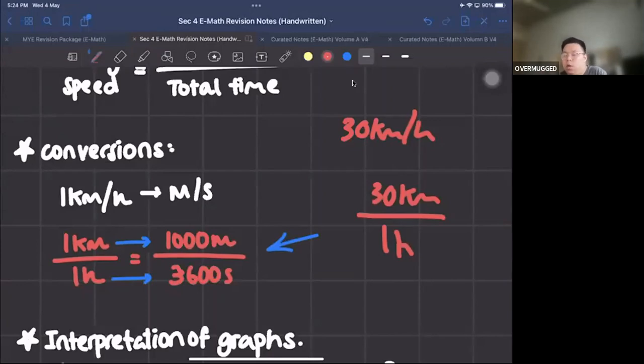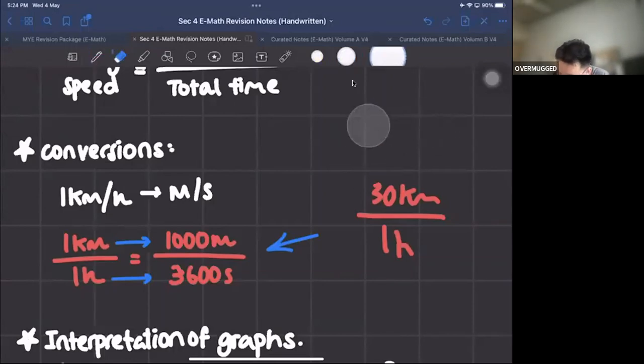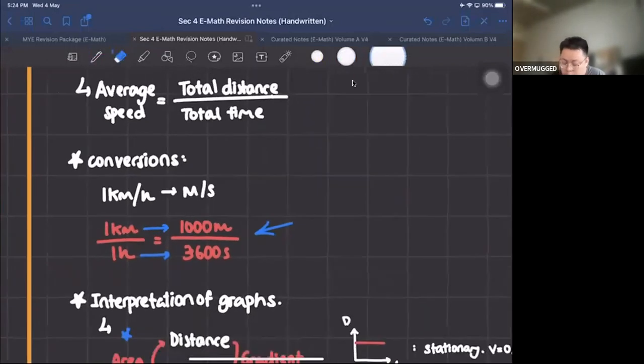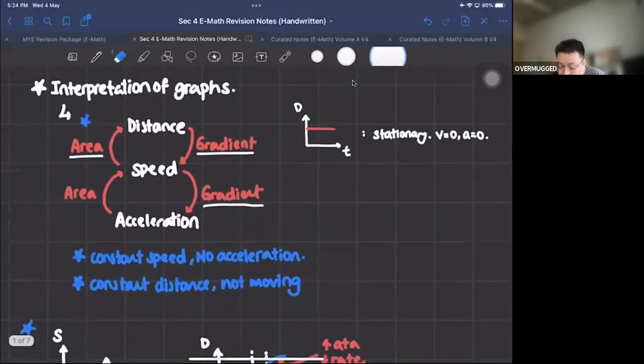This is so much safer than using the memorization technique. And most of the time, students that use the memorization technique actually tabulate wrongly. So be very careful. Let's go into the most scary concept here, which is the interpretation of graphs.